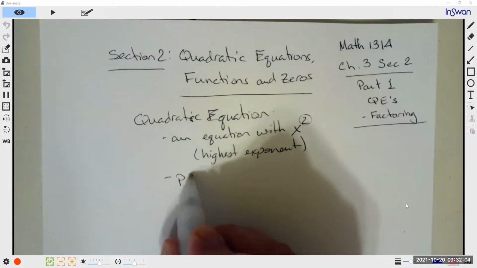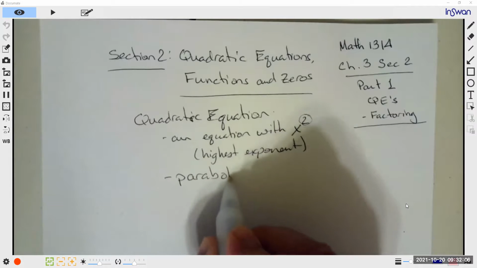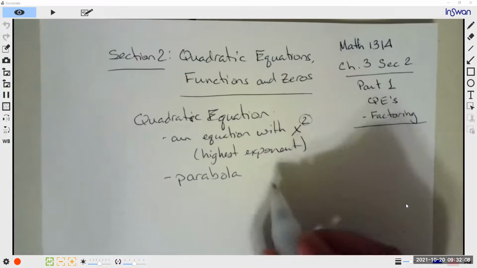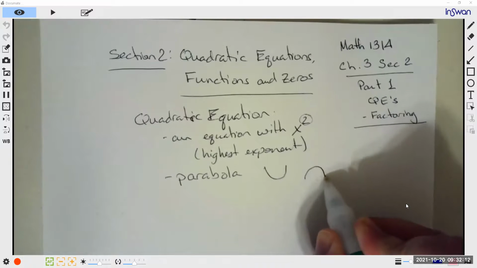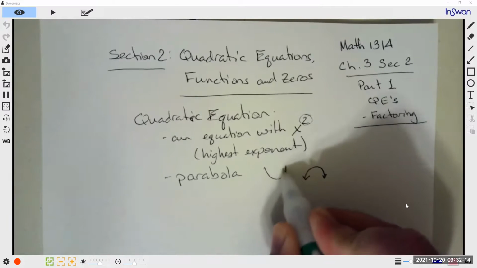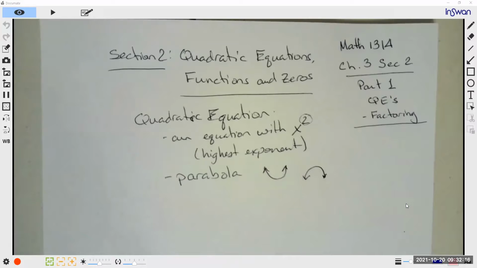It forms a parabola. It looks like this or like this. That's a parabola. It's a U-shaped object.